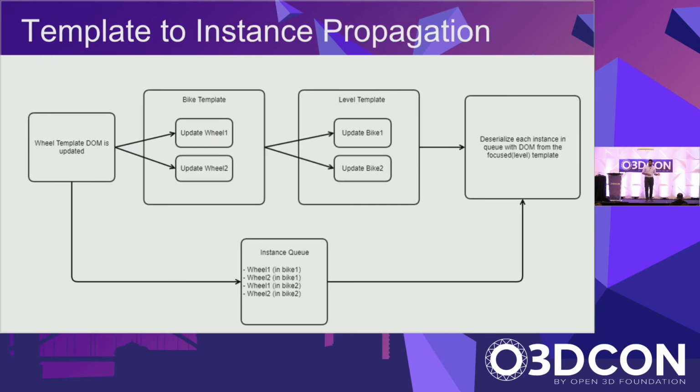And after this is done, we do template to instance propagation, wherein we queue up all the instances that we want to propagate the changes to. In this case, since I want to modify a wheel object, those will be the 4 wheel instances.